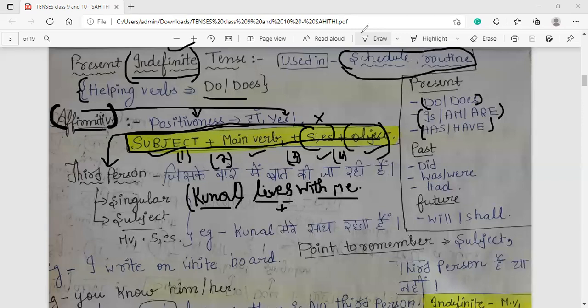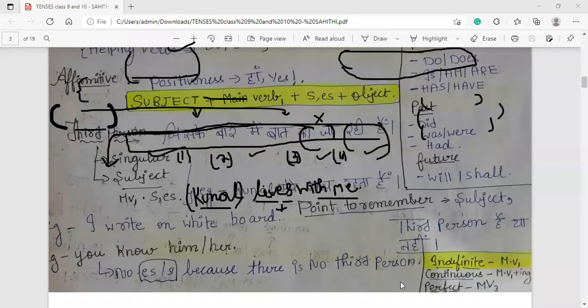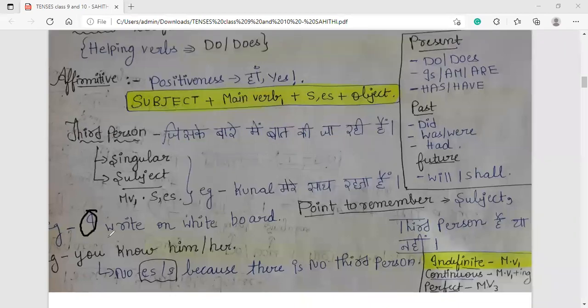Okay, but if you take a look at this point, I write on whiteboard here. I is the subject, and write is the main verb on the whiteboard. तो इधर s और es add ही नहीं हुई. क्यों? Because there's no third person. We are talking about the first person. I write on whiteboard. मैं बोल रहा हूँ, मैं whiteboard में लिखता. That's it. So he's first person. So for first person, there would be no s or es used. Only for the third person, s or es would be used.